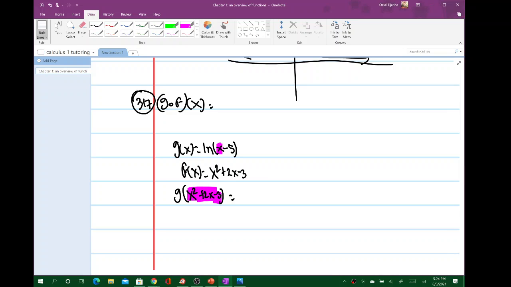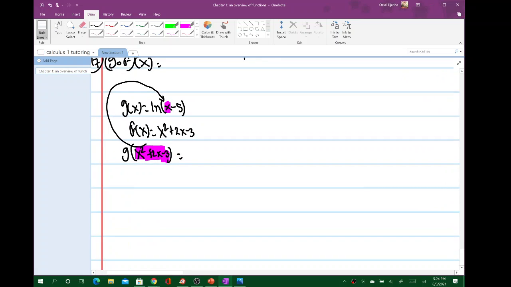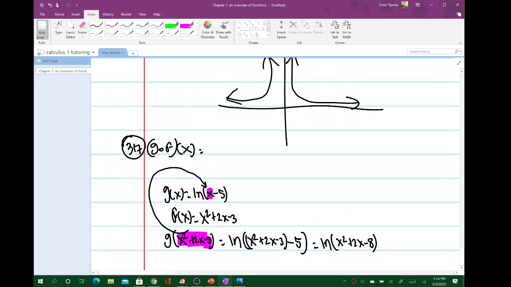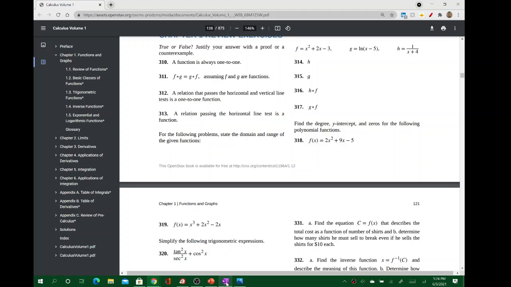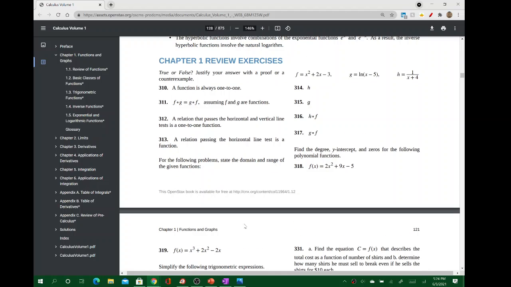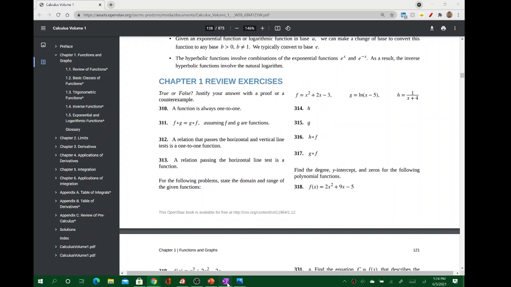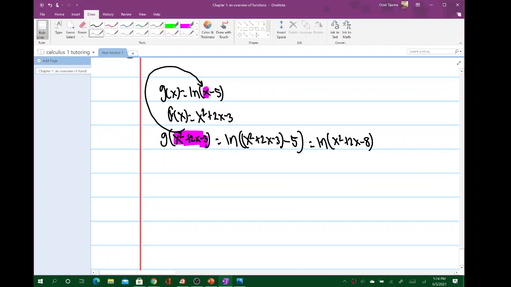It would be for this part. Okay. So then this would be ln of the quantity x squared plus 2x minus 3 minus 5. This is equal to the natural log of x squared plus 2x minus 8. And then the domain, or what is it? What did it say, the domain and range? Yes. The domain and range of this.